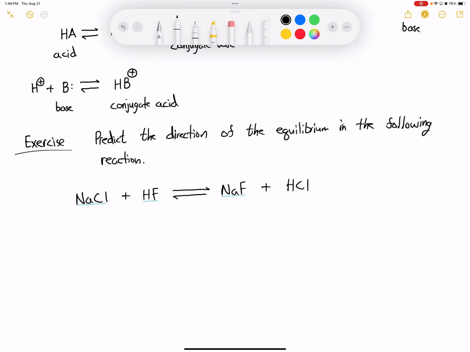So let's predict which direction this reaction will go. Is it to the right or is it to the left? So acid-base reactions will always proceed in the direction where both the weak conjugate base and the weak acid are located. Okay. So we already talked about HCl. What kind of acid is this? Strong or weak? Strong. Yes. So this is a strong acid, right?